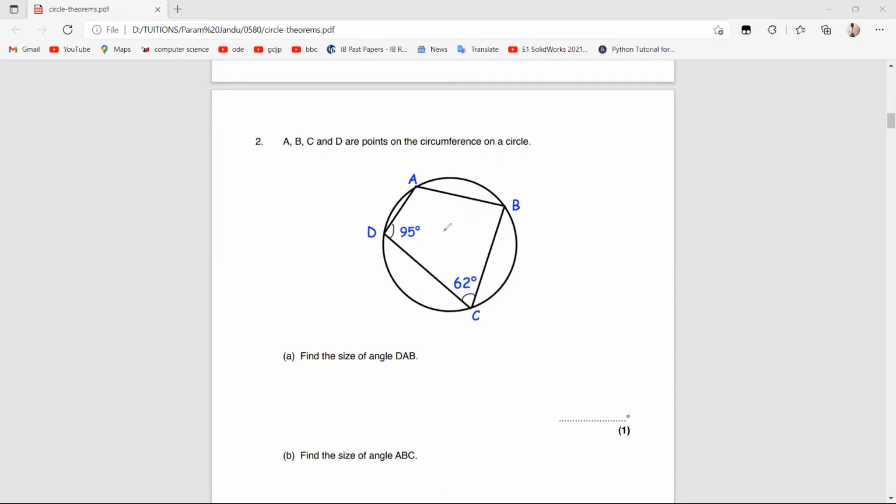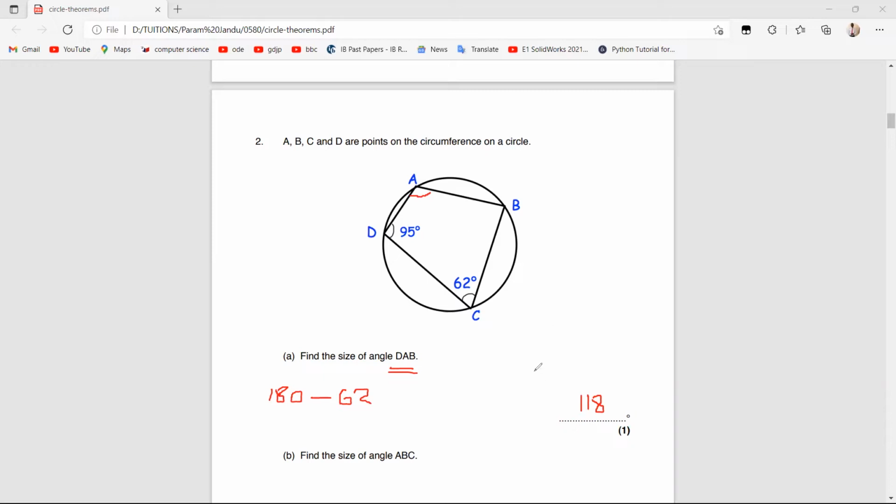So question A says find DAB. So DAB is this angle. That's my angle DAB. We know that the angle at A is opposite the angle at C. Together they are supplementary angles. So we just take 180 subtract 62. You'll get 118. That angle there is 118 degrees, because opposite angles of a cyclic quad add up to 180.